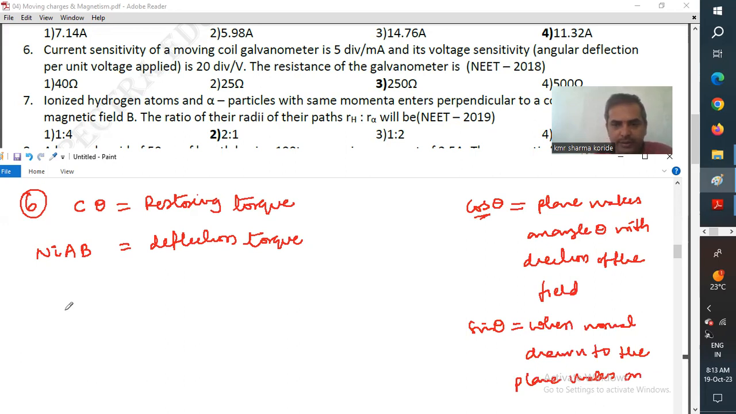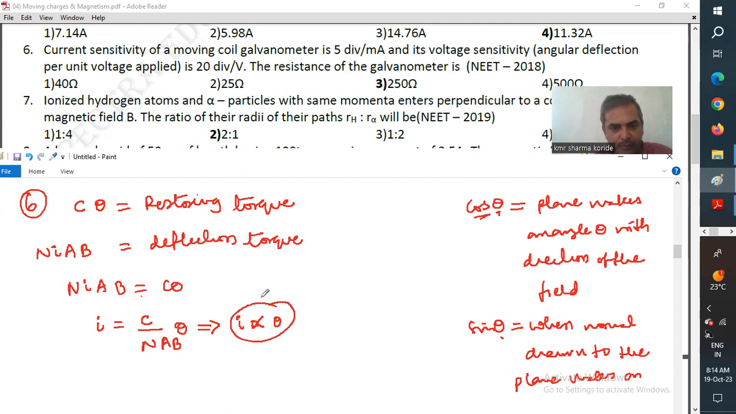Ensure that theta is 0 when you go with cos theta, and theta is 90 when you go with the normal. Therefore, when deflection torque is equal to restoring torque, you get the principle. That is NIAB is equal to Cθ. Then I is equal to C by NAB times theta. So therefore, I is proportional to theta. This is the principle of moving coil galvanometer.